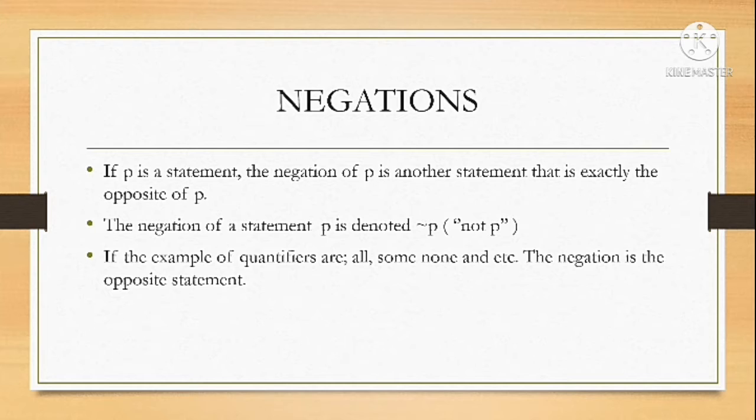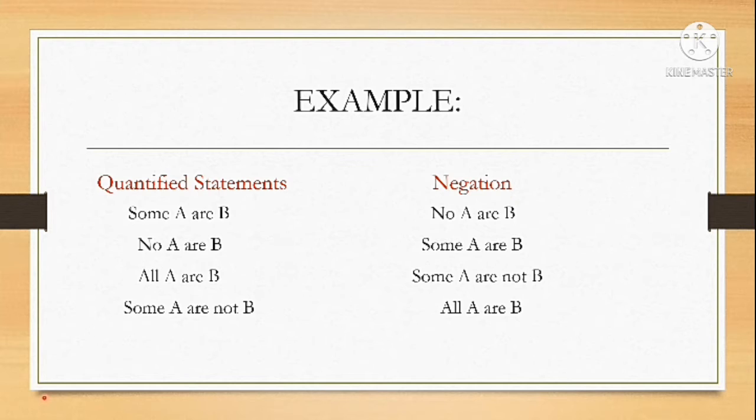Negation. If P is a statement, the negation of P is another statement that is exactly the opposite of P. The negation of a statement P is denoted like this, meaning not P. If the examples of quantifiers are all, some, none, etc., the negation is the opposite statement. Example, the quantified statement some A are B, the negation of that is no A are B. The quantified statement no A are B, the negation of that is some A are B.